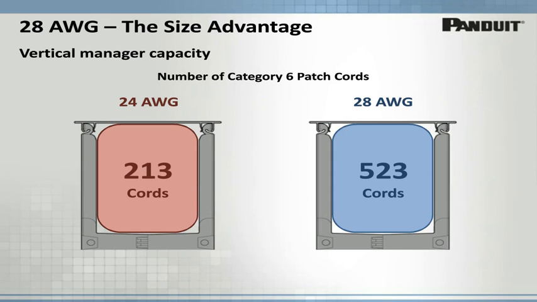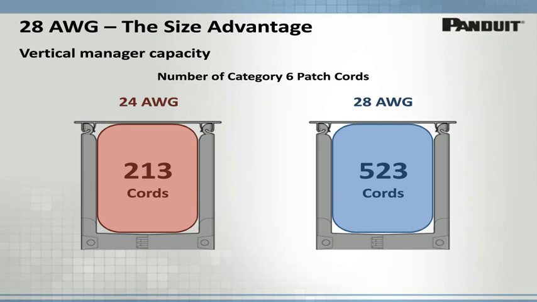So as we look at this comparison, for the 24 gauge cabling on the left, which is in red, we can see the capacity would be 213 Category 6 patch cords. Where on the right, for 28 gauge cabling, which is in blue, using the same fill ratio, the capacity would be 523 cables, an increase of 146%, or in this case, over 300 more cords.